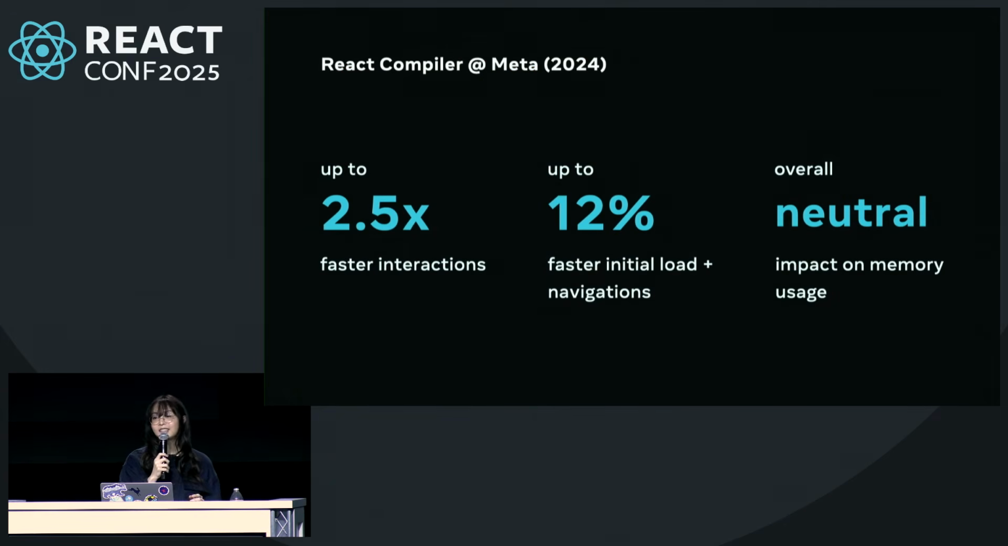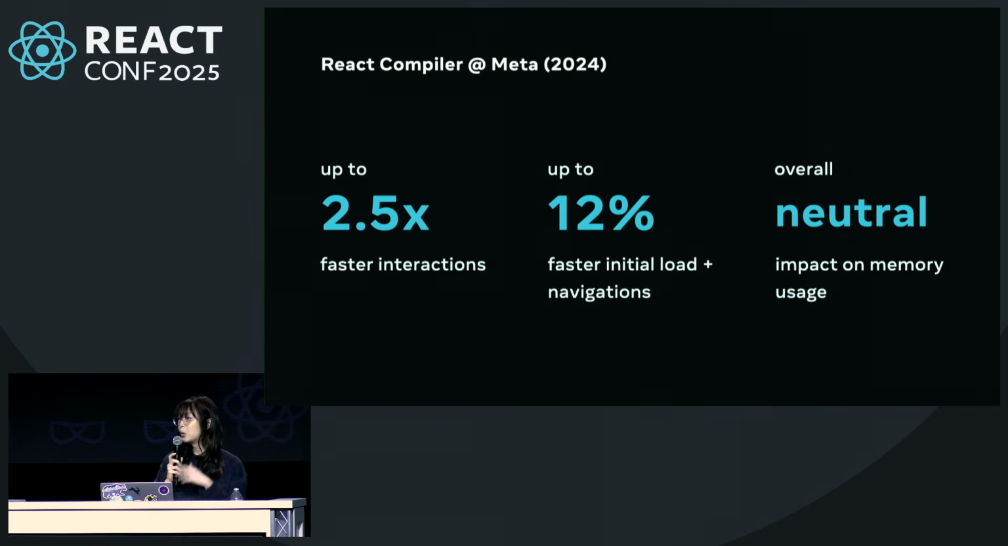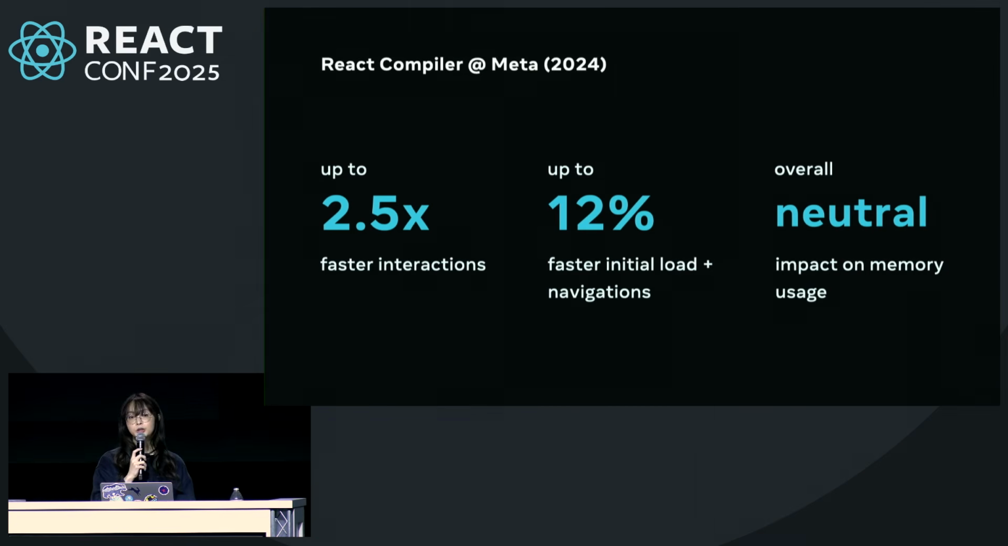And OK, if you're sitting there like, can I really trust Lauren up here with her jokes and all? If you watched React Conf last year, Mofei actually shared these numbers about our experience using the compiler on some Meta applications. So here, these numbers are from the Meta Quest store, the store where you purchase apps for the Meta Quest. And there, we saw initial load and cross-page navigations improve by up to 12%. And some interactions were even more than twice as fast as before. And this all happened while memory usage stayed neutral.